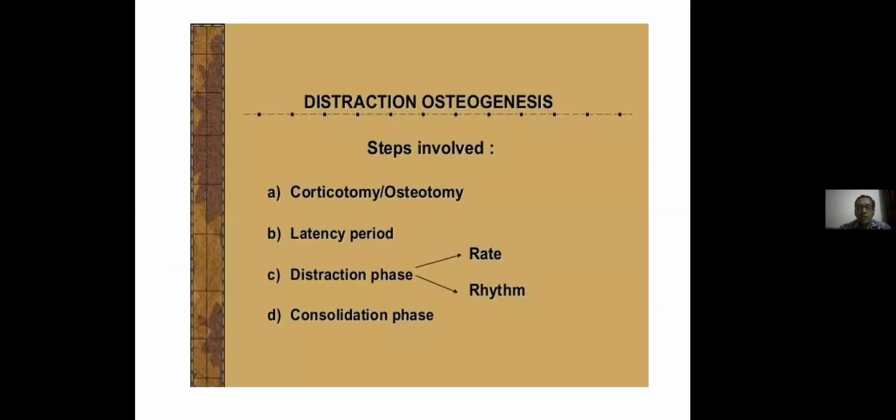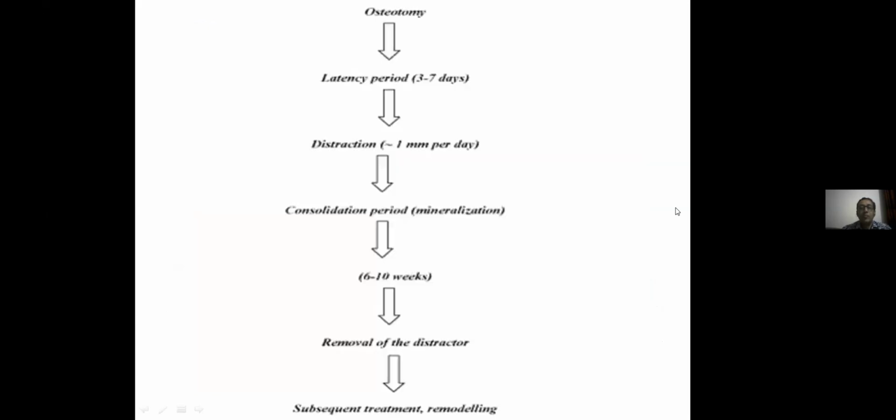Now the distraction osteogenesis. Here 4 steps are involved. Number 1, corticotomy or osteotomy. Number 2, latency period. Number 3, distraction, which also follows the rate and rhythm. And number 4, the consolidation phase. Here I want to show a diagrammatic picture. After osteotomy, the latency period is 3 to 7 days. Then we can distract the bony fragment by 1 millimeter per day. After achieving the length, the consolidation period starts, which is also called mineralization. It will take 6 to 10 weeks. After consolidation, removal of the distractor is possible.